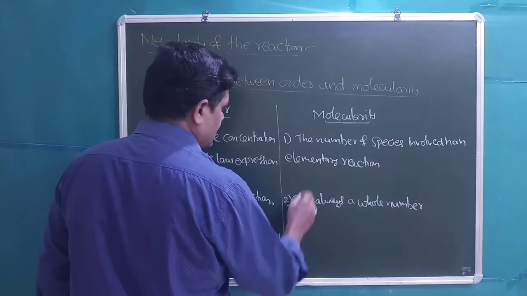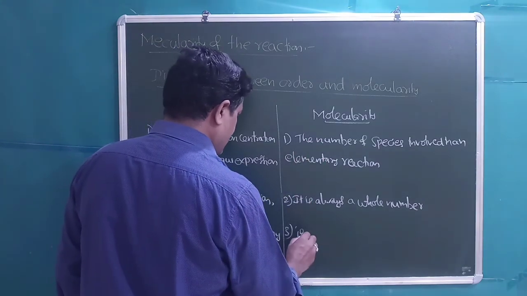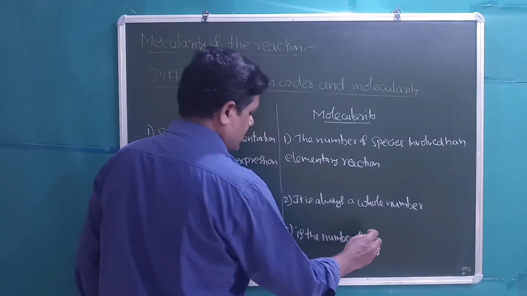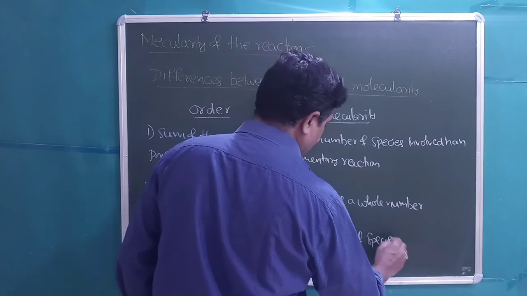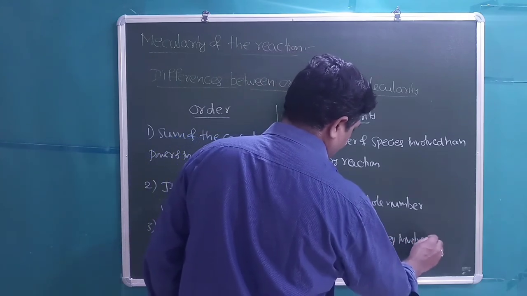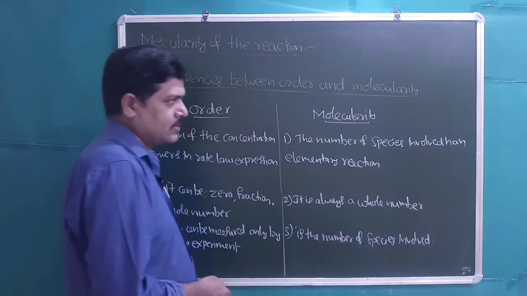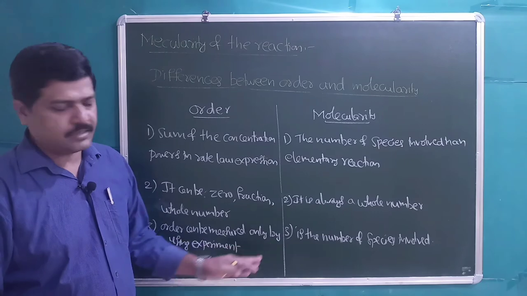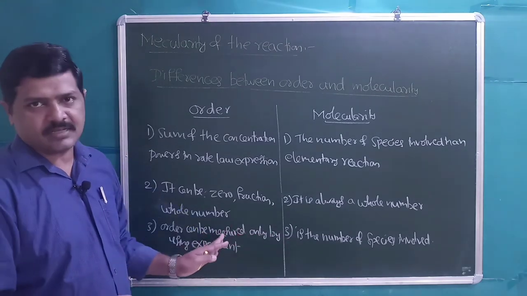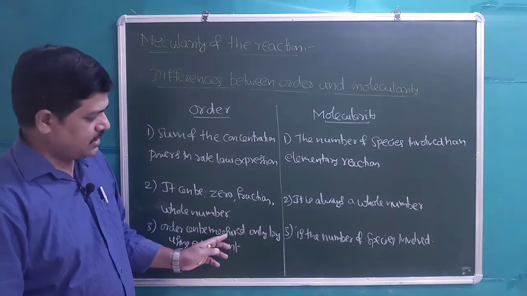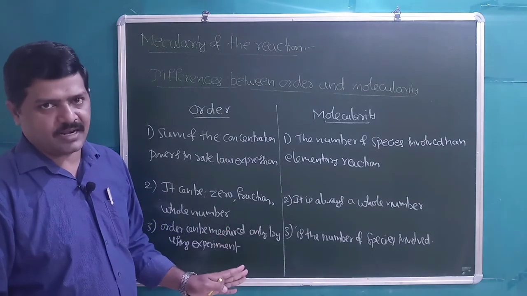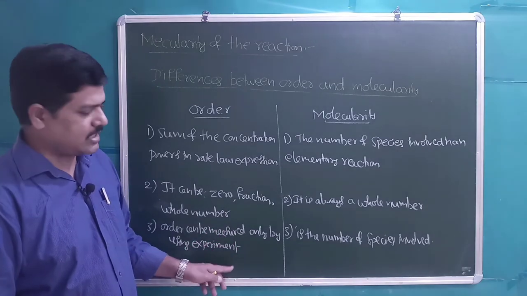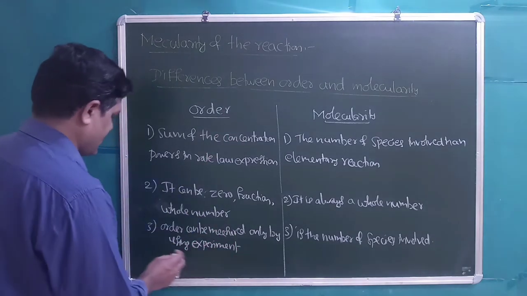Molecularity is the number of molecules or species involved in an elementary reaction. If they have given an elementary reaction or simple reaction, then the molecularity will be the same as the order. In a given elementary reaction, the number of molecules involved on the reactant side is the same as the order of the reaction.